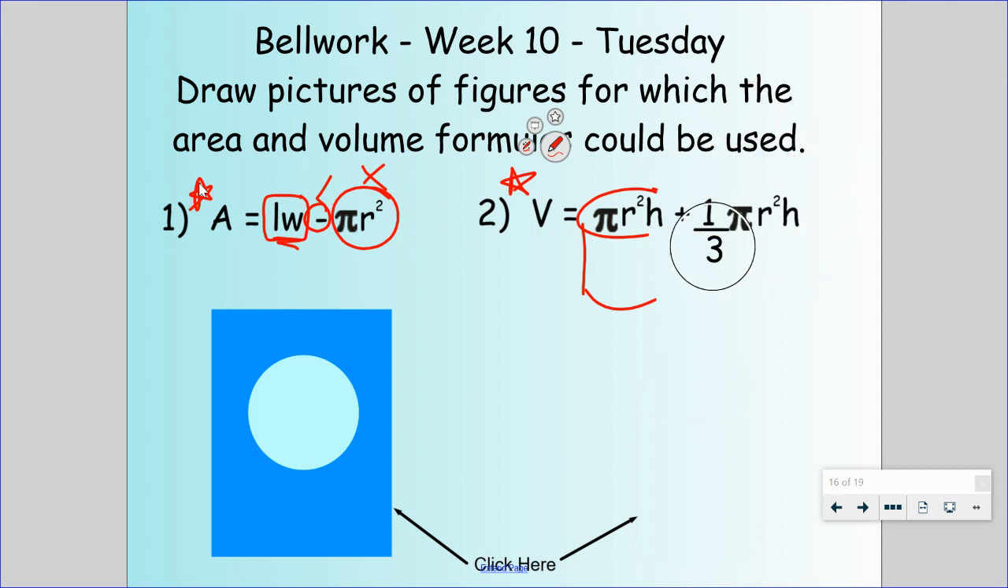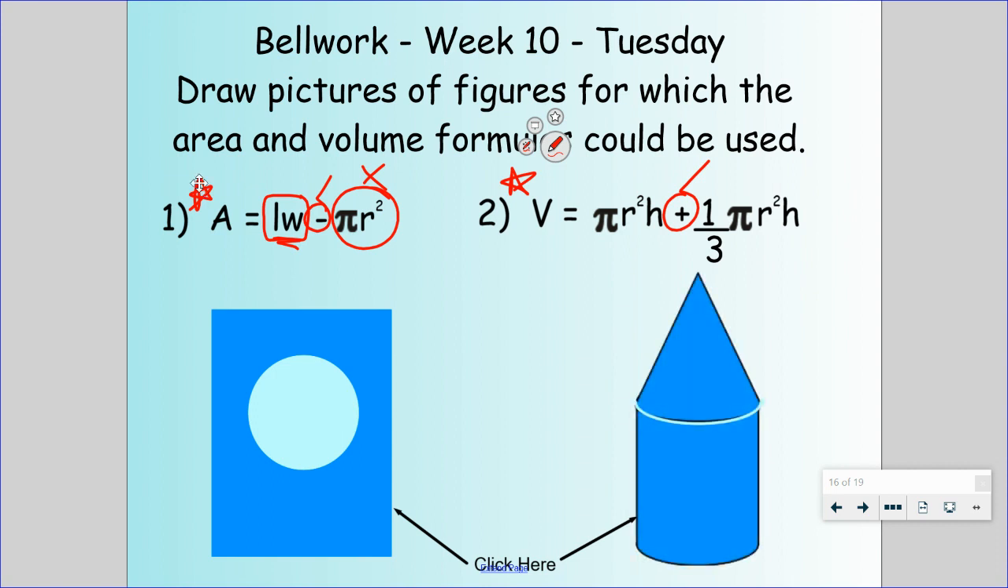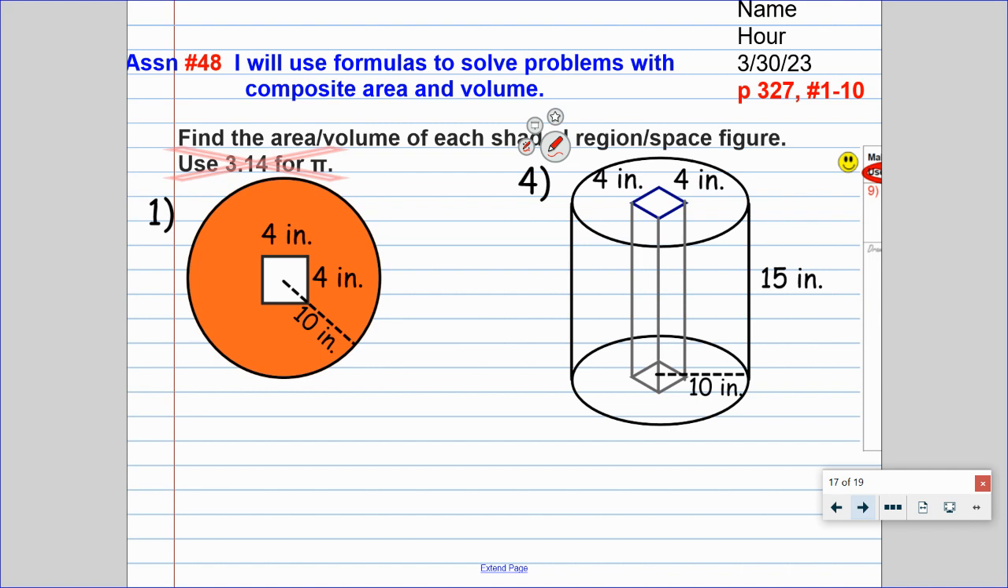And if I look closely, I see that we're adding it up. Gee, we've kind of had something that looks like this, kind of like the silo problem. You have a cylinder, you have a cone, and you want the total volume, so it should be added. All right, let's get to some homework problems now.